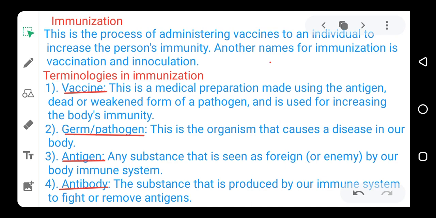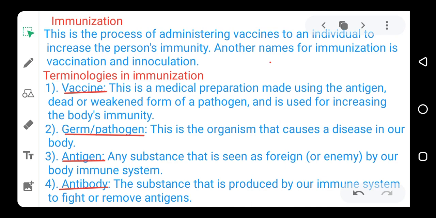Now, the terms we commonly use when we are talking about immunization are these. One, vaccine, which I've described. I say that vaccine is a weakened microorganism that causes the disease or a small amount of the antigen that causes the disease. We use it to produce a form of a drug, which we call a vaccine. Now, germ and pathogen, they are the microorganisms that are causing the disease or the disease-causing agents. They are called germs or pathogens.